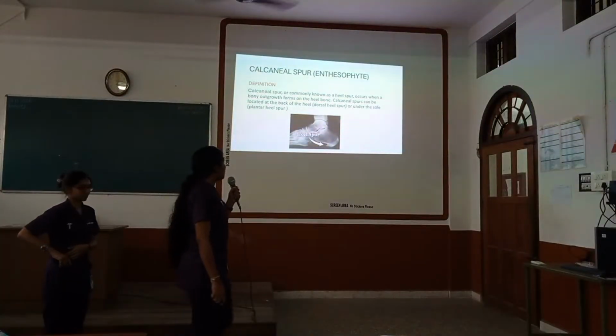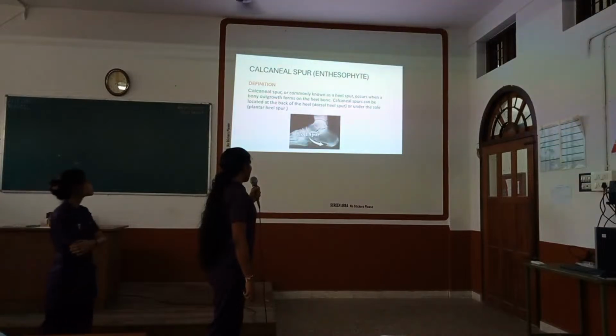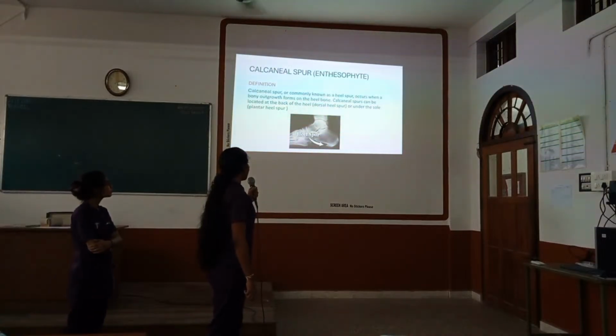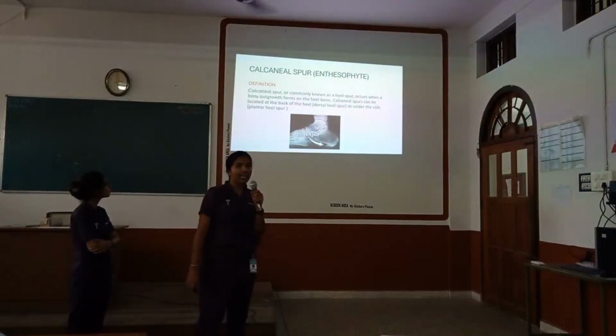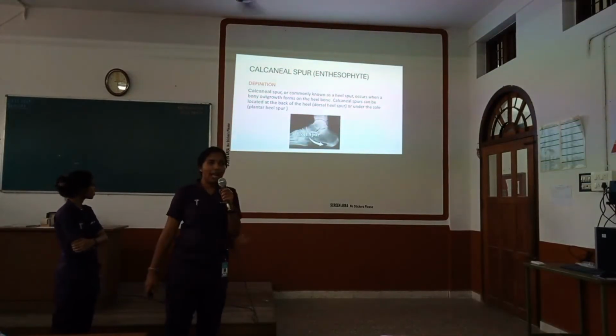Calcaneal spur, or commonly known as heel spur, occurs when a bony outgrowth forms on the heel bone. Calcaneal spur can be located at the back of the heel, which is termed as dorsal heel spur, or under the sole, which is termed as plantar heel spur.